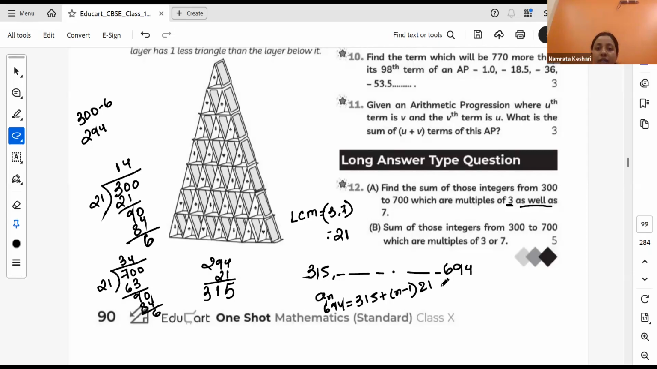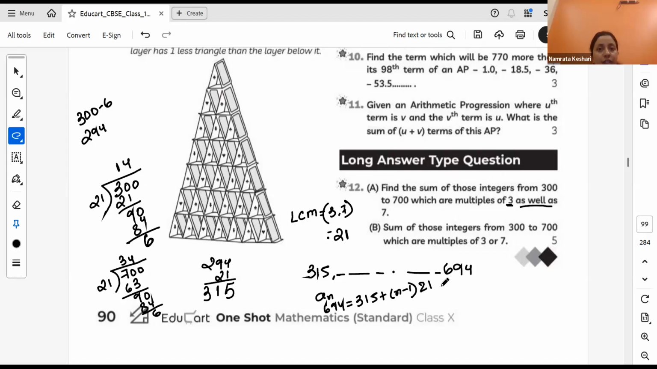Okay, so what we are trying to do is find the sum of all the terms. Yes, it says sum of all the integers. 3 and 7 was confusing. Okay, it was quite confusing. That's 3 as well as 7. So whenever 3 as well as 7 will be there, then you have to take the LCM. And this way you have to find the n.